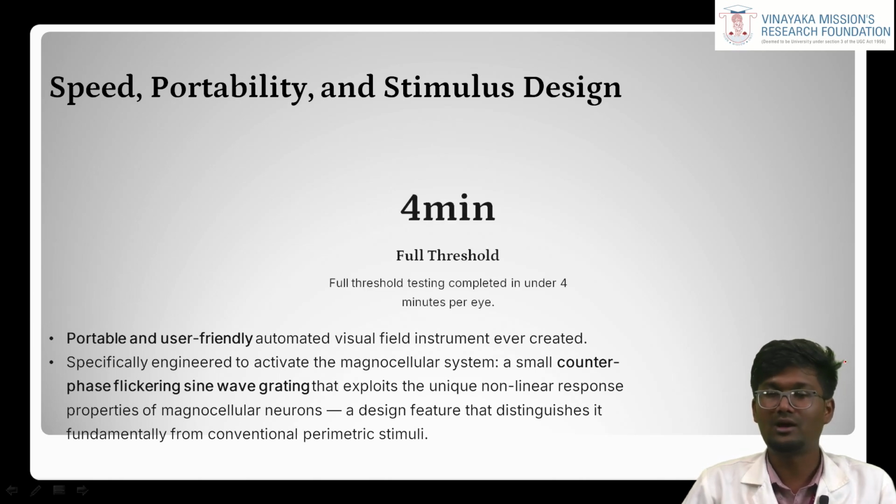Compared with white on white perimetry for finding out the full visual area, in FDT the full threshold time is just 4 minutes for an eye, and hence the visual field of both eyes is checked within 8 minutes.